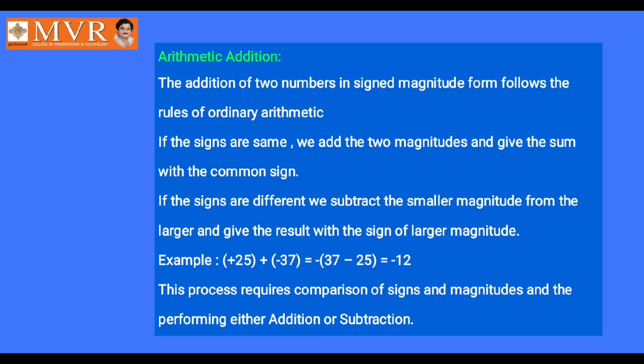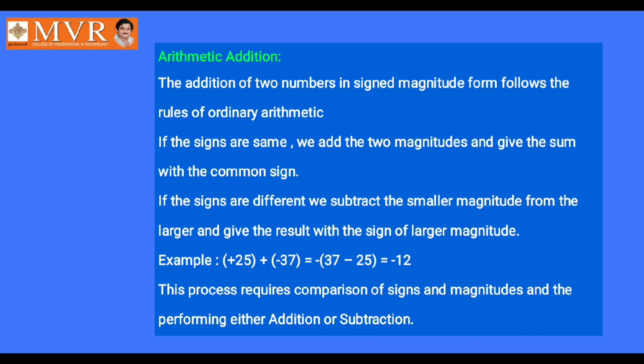See for example, minus 24 minus 36. The result is minus 60. How did you get this? The minus symbol is common and 24 plus 36 is 60. So you don't find any problem in adding two signed magnitude numbers with the same signs. Two positive numbers, no problem. Two negative numbers, no problem. But if one number is positive and one number is negative, then how are you going to perform this addition?